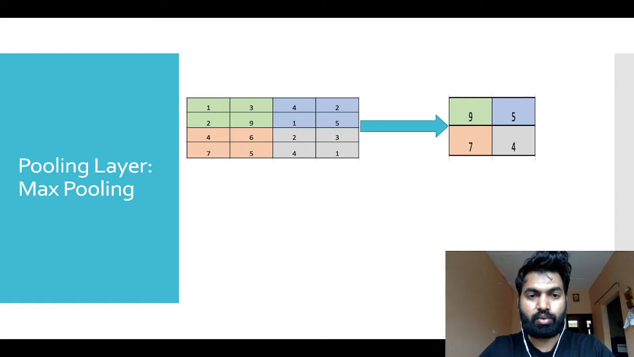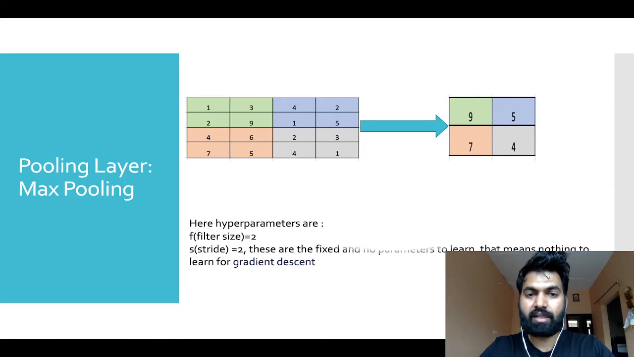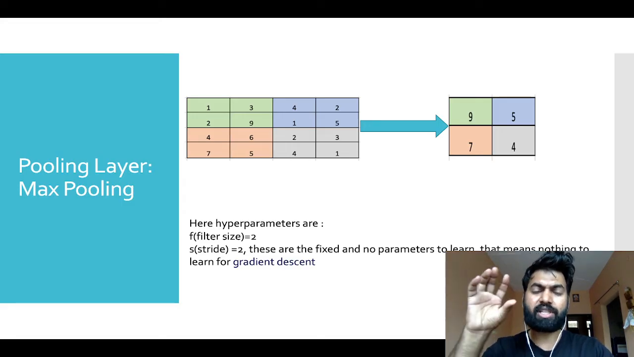What it will do is identify the maximum value among them. So 1, 3, 2, 9: what is the maximum? It is 9. Then the filter will shift by 2. Here the filter equals 2 by 2, and the stride is also 2. So when we go to 4, 2, 1, 5, the maximum is 5, right? From the next region the maximum is 7, and from the next region the maximum is 4. So this is the max pooling feature, where we are capturing only the maximum feature.